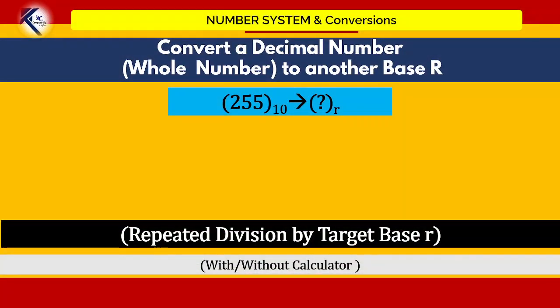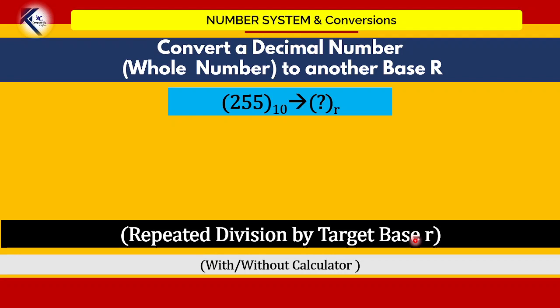The discussion topic in this video is how to convert a decimal number to some another base r, and that decimal number will be only a whole number. This is the part of our number system and conversion series. So we are given a decimal number which is a whole number, and we have to convert it into some another base r. The method that we will follow is repeated division by the target base r, and we will understand the process using both the calculator and without calculator.